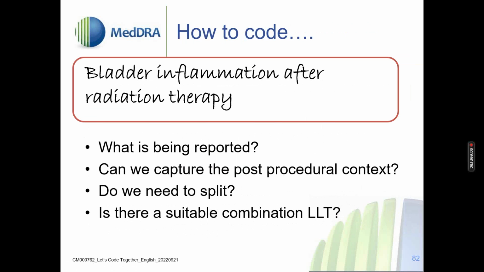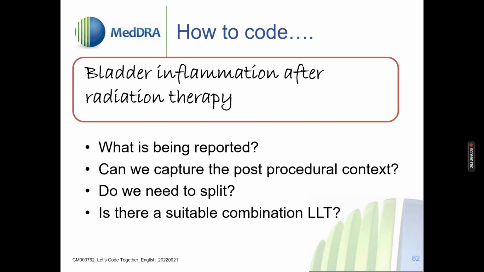We've decided to do a focus on renal today, as you'll have guessed. Bladder inflammation after radiation therapy. Well, what's being reported here? Can we capture the post-procedural context in our choice of LLT? Do we need to split again? And is there a suitable combination LLT?